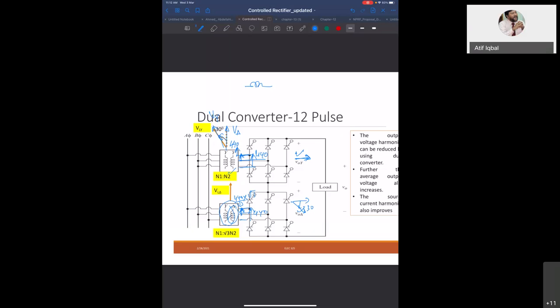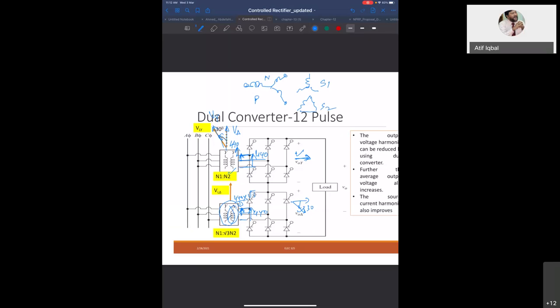You can have one transformer where you have a star, and the other one you have two windings, one with star and one with delta. Okay, so it is a multi-winding transformer. You can have only one primary and two secondaries, secondary one and secondary two.